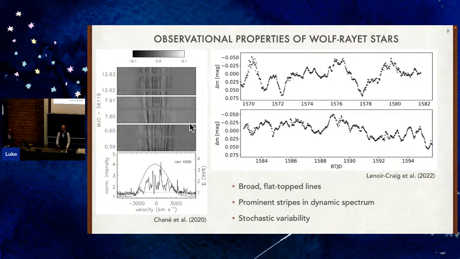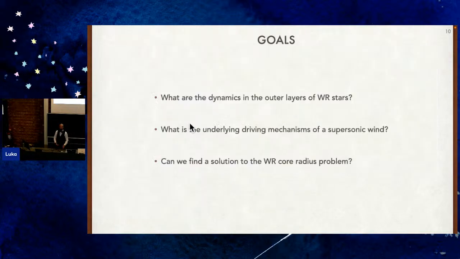Now, since I already mentioned that we only see the wind signature, the fair assumption is that we need to study the winds of Wolf-Rayet stars. So the main goals of today's talk are to understand what the dynamics of the outer layers of such stars are, and to understand what the basic mechanisms driving the winds from those stars are. I will then later try to use whatever knowledge we can gain throughout the presentation to give first insights into the core radius problem, or the solution of the core radius problem.